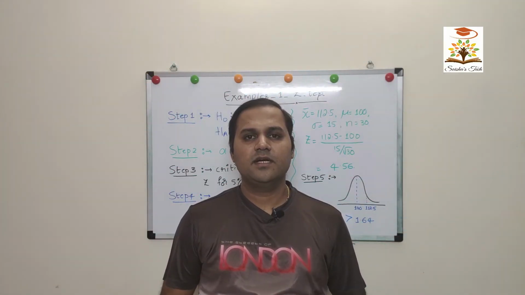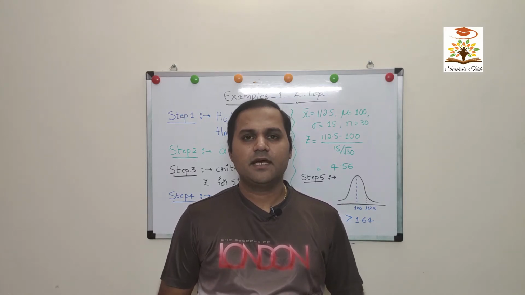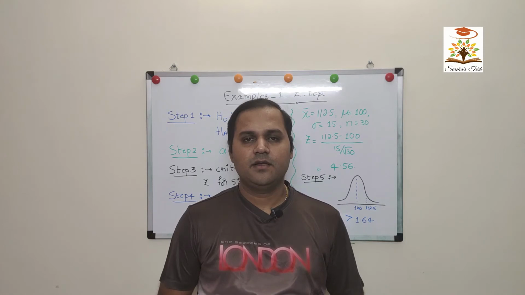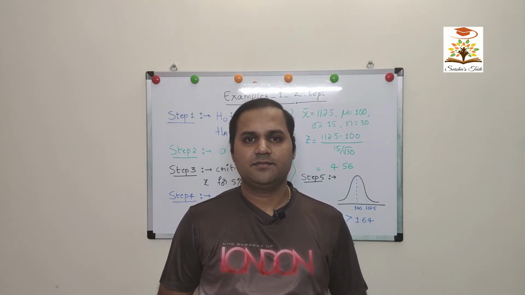Let us apply these steps on an example. A principal of the school claims that the students in the school have above average intelligence. When a sample of 30 randomly selected students was considered, the average IQ score was 112.5. Now we want to validate the claim of the principal. The population mean IQ score is 100 with a standard deviation of 15. With these parameters, let us start the testing of hypothesis using Z-test.